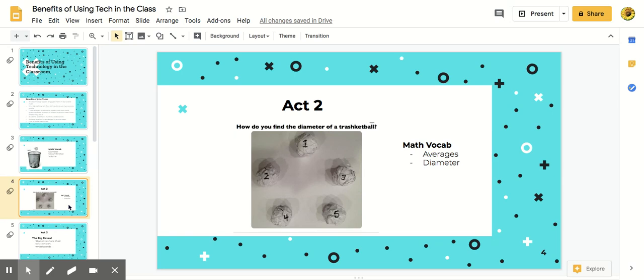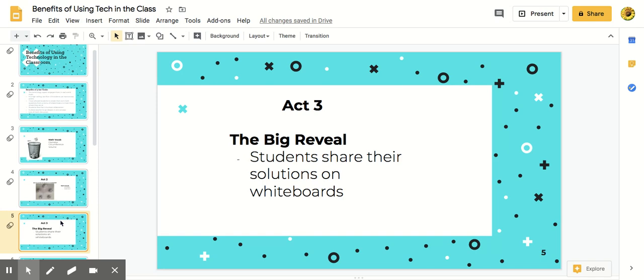And then students were able to go deeper and just solve the problems. And if they already felt comfortable with the idea of averages and diameter, they could go deeper into another concept like volume or pi or some other aspect. So I really encourage them to challenge themselves with a question that they could solve. In the final act, we did a big reveal and students shared their solutions on the whiteboard. And it was just really interesting to see the discussion and for them to go up to the front of the class with somebody else and to explain their thinking.